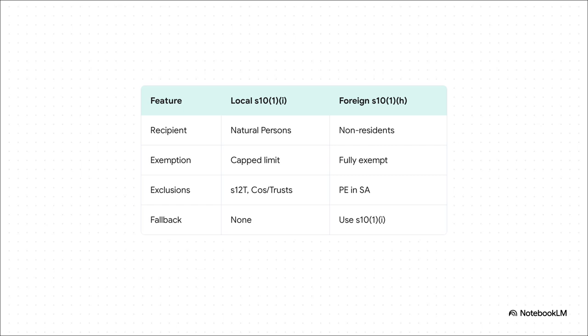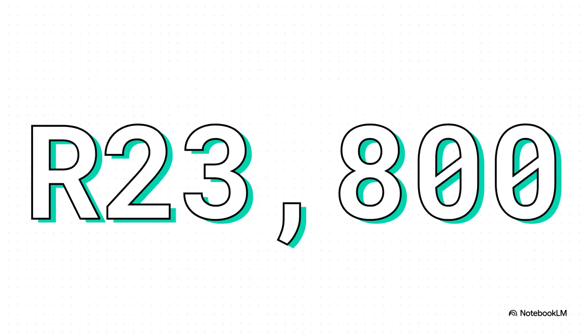But here is the massive exclusion. If that foreign entity has a permanent establishment, a PE in South Africa, boom, the exemption fails completely. But don't panic. The legislation has a fallback. If they lose the foreign exemption, they can actually fall back on the local exemption caps. Pretty neat, right? Speaking of those local caps, burn this number into your memory right now.